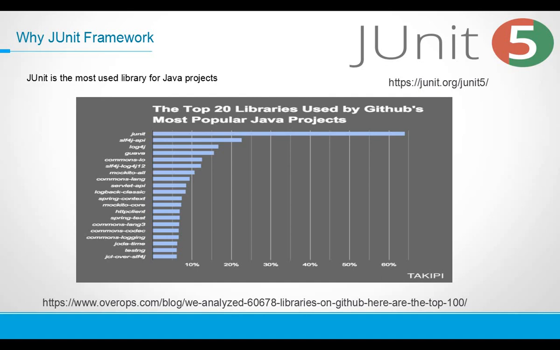Let me show you a report diagram provided by OverOps. As you can see, JUnit is far ahead in GitHub Java projects. All right, see you next lecture.